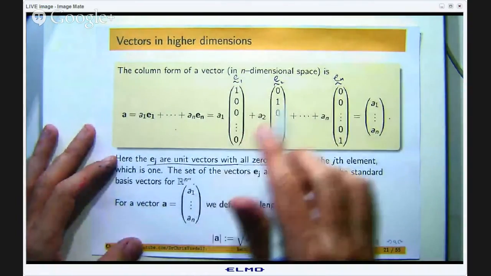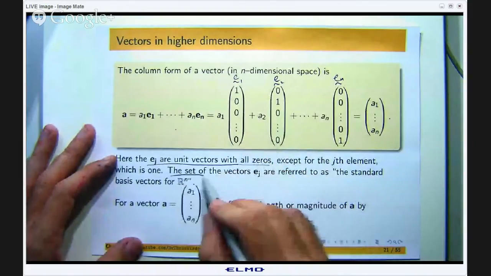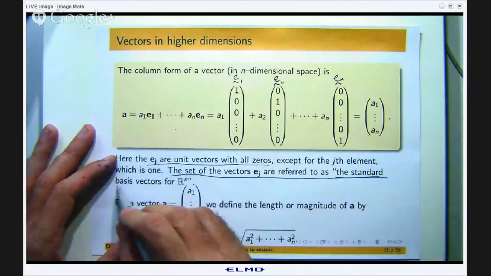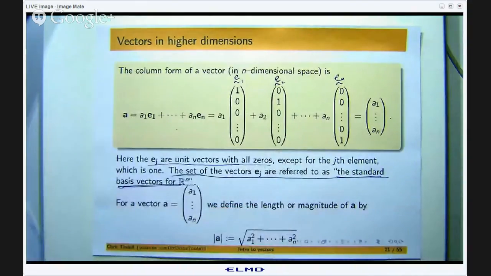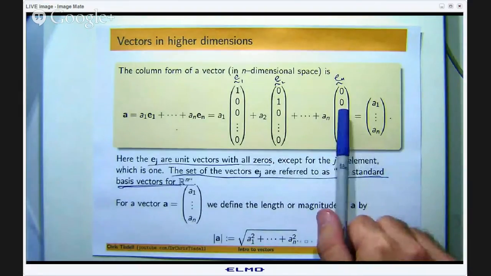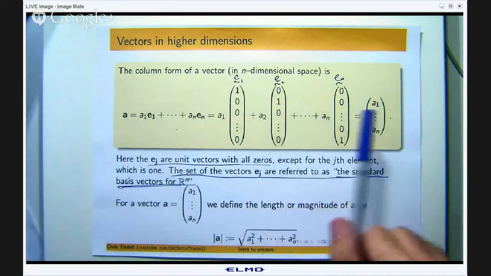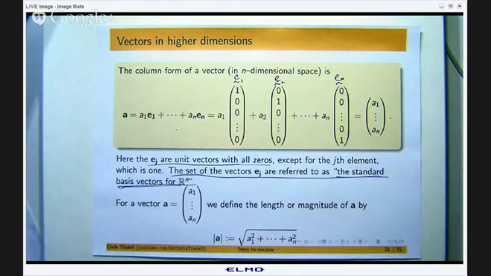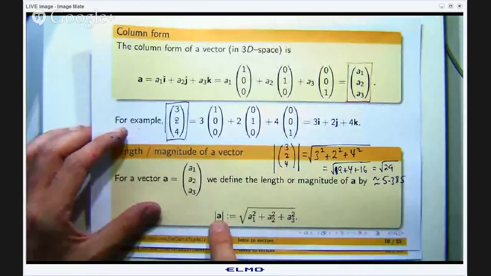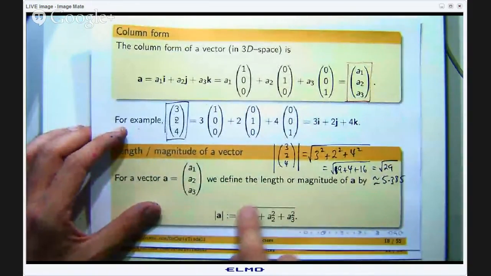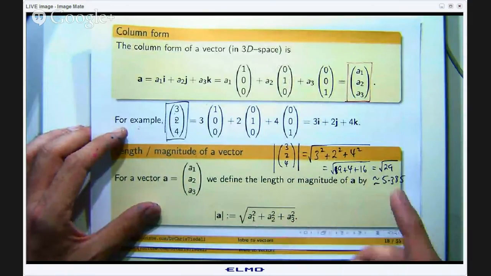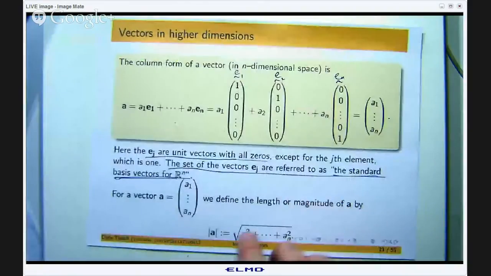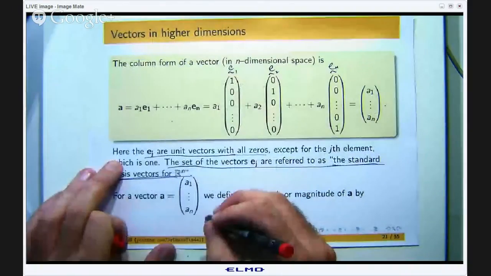Now the set of these e sub j vectors are referred to as the standard basis vectors for Rn. And in particular, we can decompose every vector in Rn into what's known as a linear combination of these basis vectors. Well, we saw that the magnitude or the length of a vector in 3 dimensions was this: you square all the a1, a2, a3, add them together, take the square root. Well, you can just continue that on for the n-dimensional case.